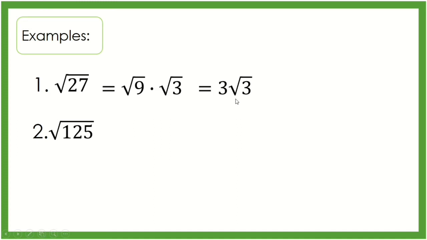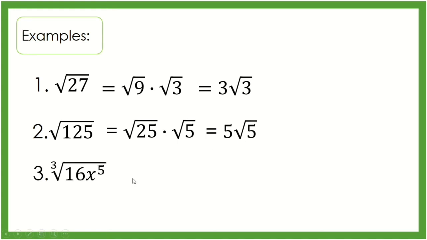Number 2, square root of 125. So, isip tayo ng factors ng 125 na mayroong perfect square. That is 25 and 5. 25 times 5 is equal to 125. So, yung 25 is a perfect square. Square root of 25 is 5 times square root of 5 is equal to 5 square root of 5.